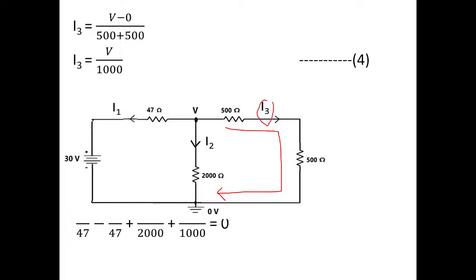It has started from V and ended at 0. So what is the potential difference across this branch? It is V minus 0 divided by how much resistance? The I3 current flows through 500 ohms and this 500 ohms. So it is V minus 0 divided by 500 plus 500. Always, while writing the current equation, consider the terminal from where the current has started and the terminal where the current ends.